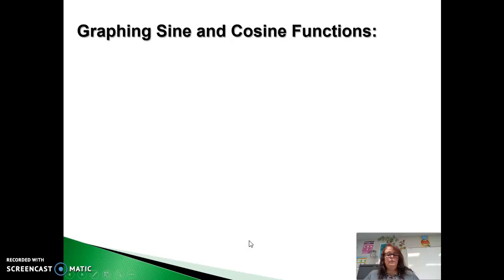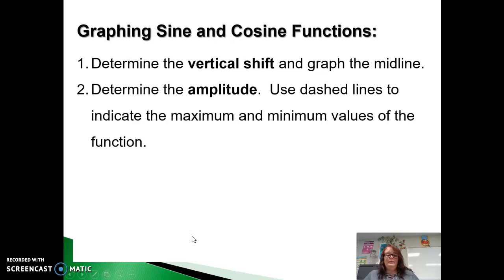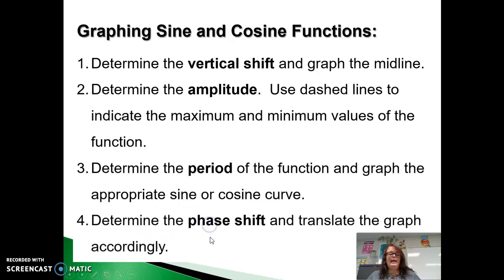So the way we're going to go about graphing these functions is first, we're going to determine our vertical shift and we're going to graph our midline. The next thing we're going to do is determine the amplitude. And then we're going to use the dashed lines to indicate where the maximum points will be located and where the minimum points will be located. The third thing we're going to do is determine the period of the function to graph the appropriate sine or cosine curve. So we're going to graph everything that we have so far as a dashed graph. And then from there, we're going to add in the phase shift, and that's going to be our solid graph.